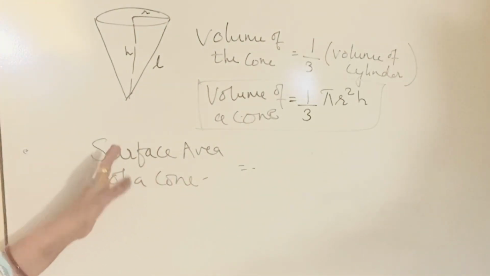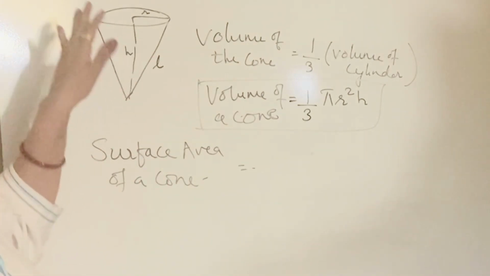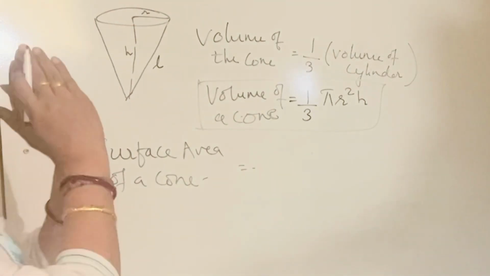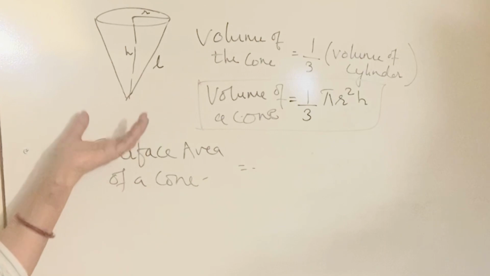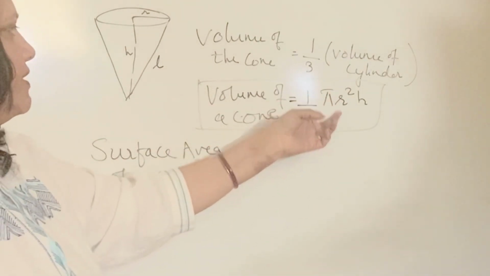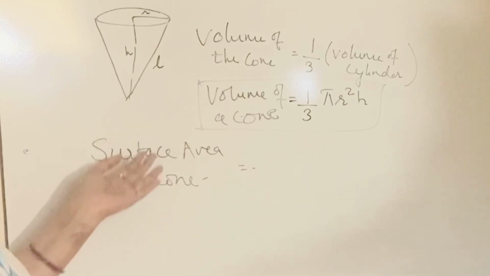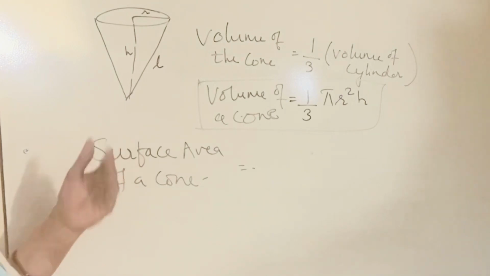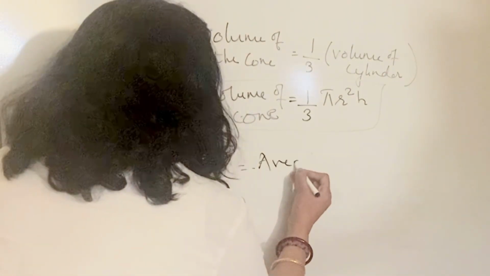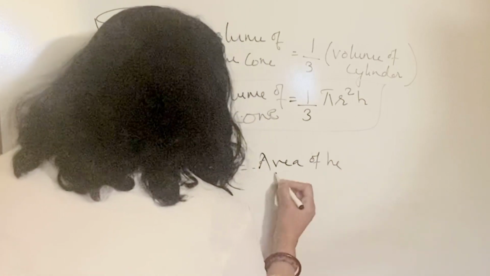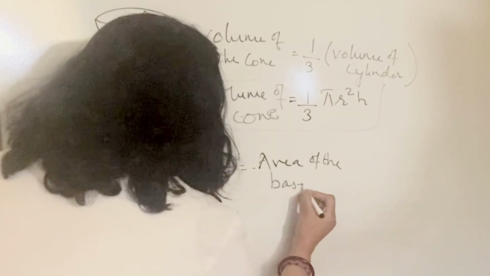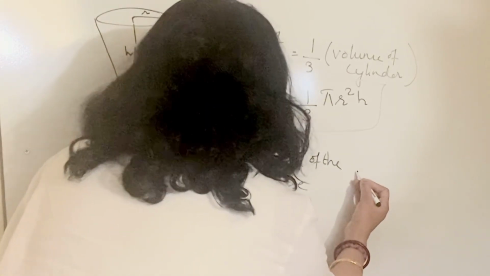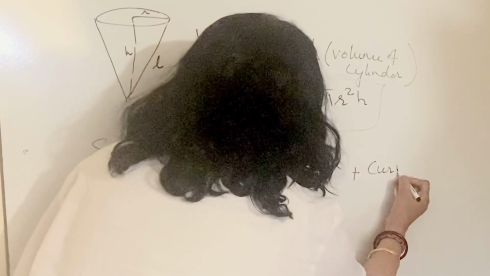Here, surface area of the cone again will be, what does it mean? The surface of the cone. So it has one surface as a circle, okay, and the other as a curved surface area of the cone. Now, surface area of the cone will be area of the base and the curved surface area. Okay, so area of the base, which is a circle, plus curved surface area.